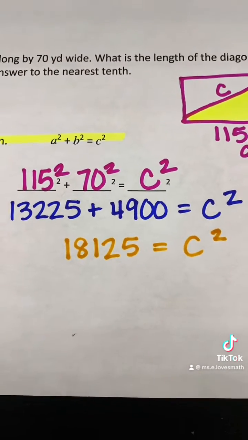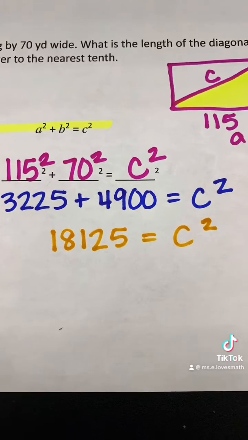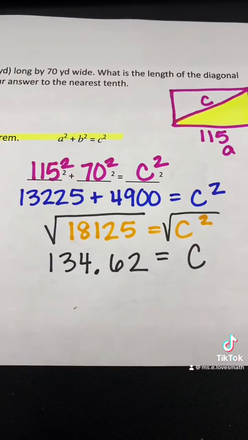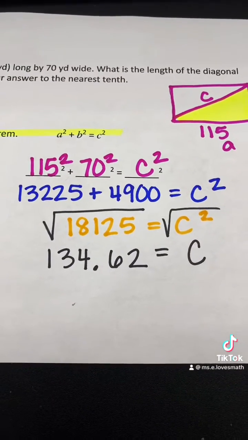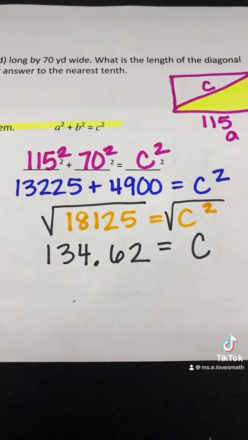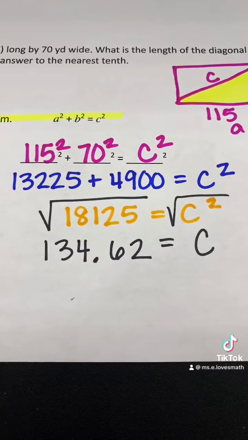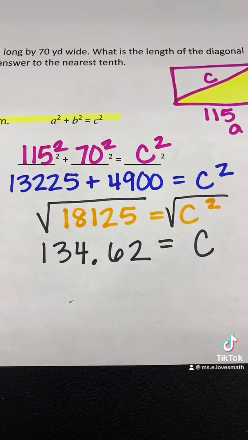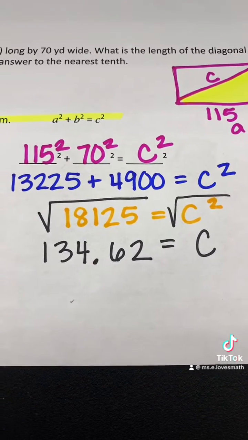When you add, you get 18,125. Because we need to know what C equals, not C squared, we need to take the square root of C, which means we also need to take the square root on the left. When we do that, we end up with 134.62.